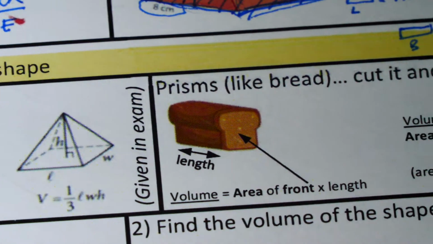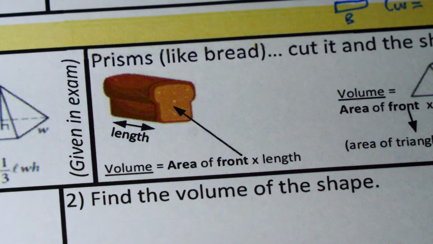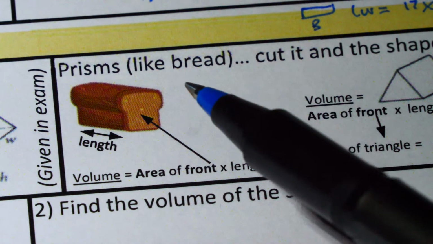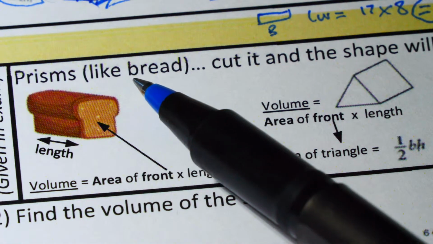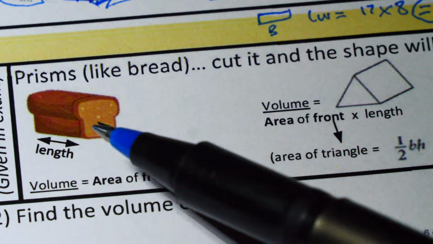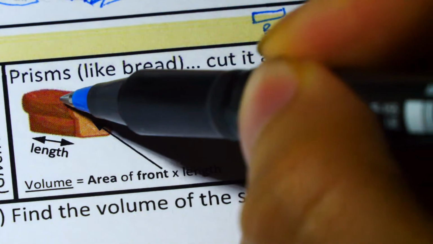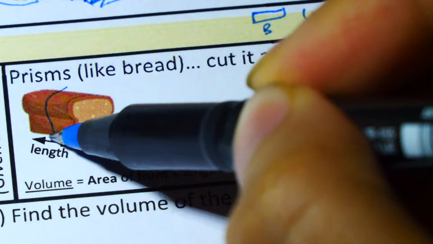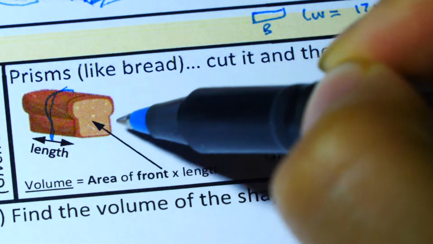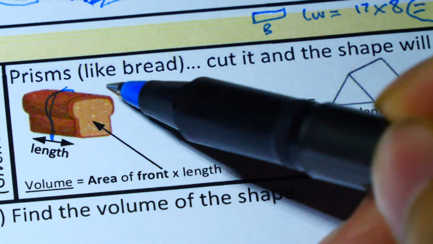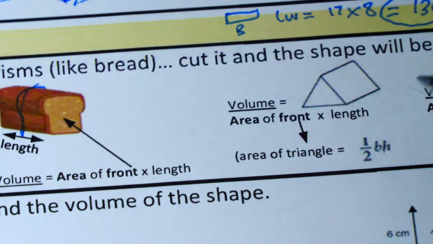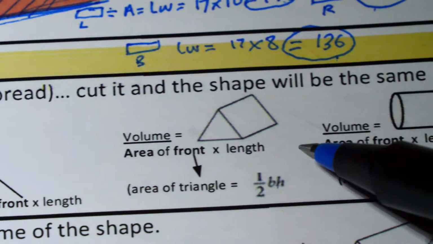You might get other 3D shapes. These 3D shapes that I'm going to tell you about are called prisms. Prisms are like bread, because if you cut the prism here, or here, you will get the same shape. Wherever you cut it, you will still get the same shape at the front.